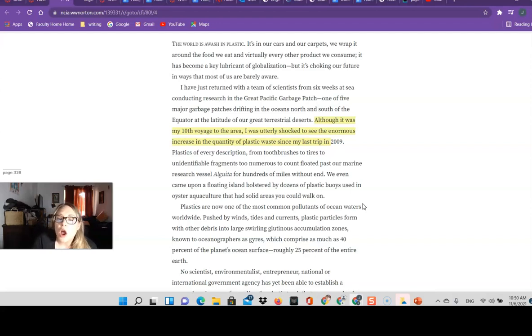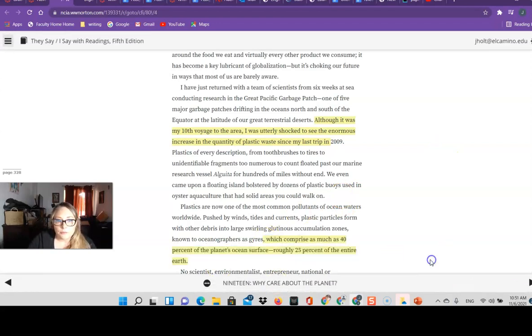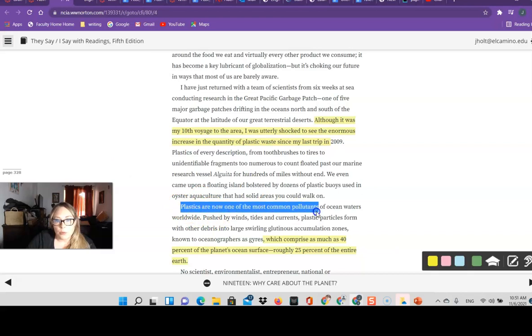Plastics are now one of the most common pollutants of ocean waters worldwide. Pushed by winds, tides, and currents, plastic particles form with other debris into large, swirling, glutinous accumulation zones known to oceanographers as gyres, which comprise as much as 40% of the planet's ocean surface, roughly 25% of the entire Earth. Okay, so maybe we might need this, right? Okay, so we know it's the common pollutant of ocean waters.